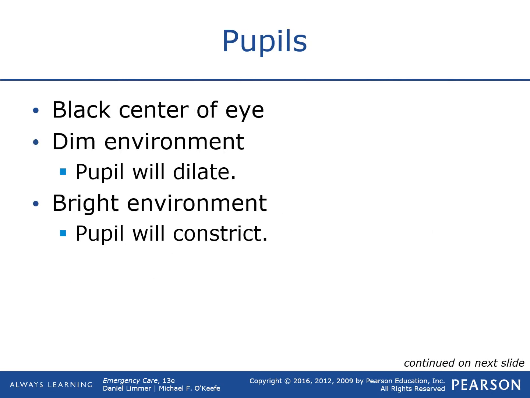So moving on to pupils. Pupils, we should all know, it's the center of the eye. Pupils change in size based off of the amount of light in a room. So if you have a dark environment, you should have a dilated pupil, so a bigger pupil. If you have a bright environment, pupils should constrict.